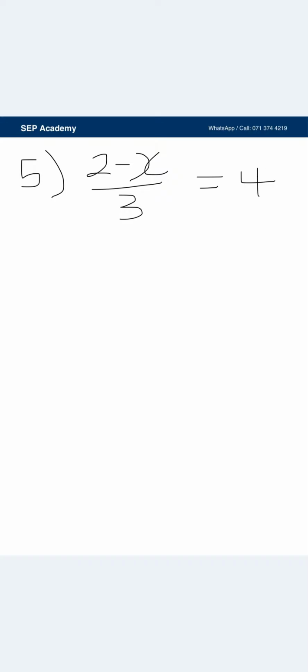So now let's continue with another example, maybe this being example number 5, where you may be given 2 minus x and the whole of that being divided by 3, and that being equated to 4. So in this case, you can see that you just have one term on the left hand side and you also have one term on the right hand side.